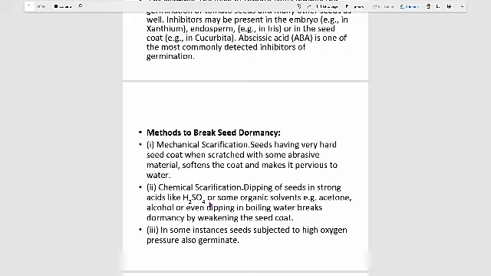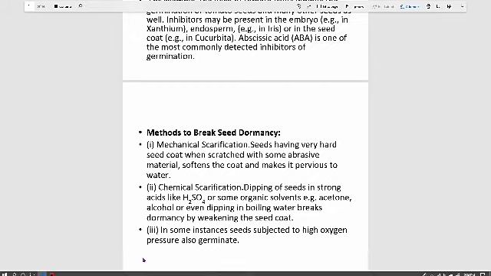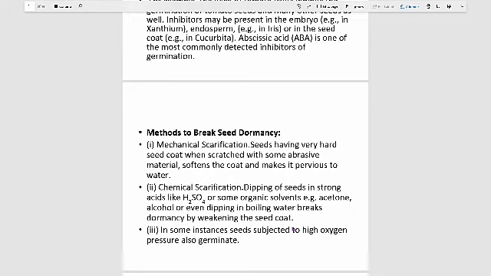Methods to break seed dormancy. First is mechanical scarification. Seeds having a very hard seed coat, when scratched with some abrasive material, soften the coat and make it permeable to water. Second is chemical scarification. Dipping of seeds in strong acids like sulfuric acid or some organic solvents like acetone, alcohol, even dipping in boiling water breaks the dormancy by weakening the seed coat. In some instances, seeds subjected to high oxygen pressure also germinate.